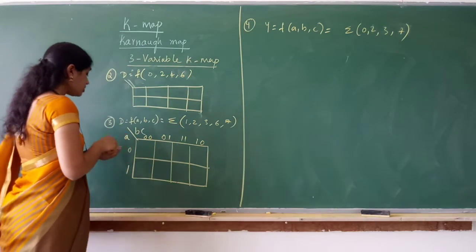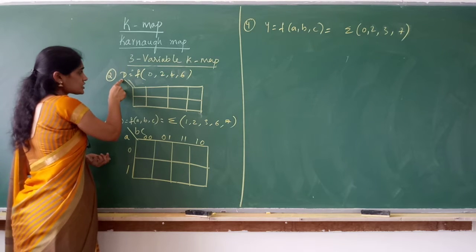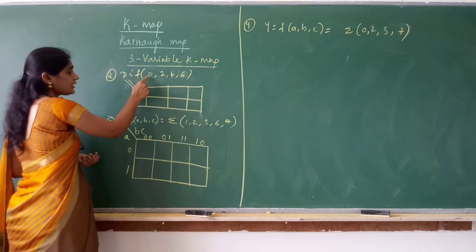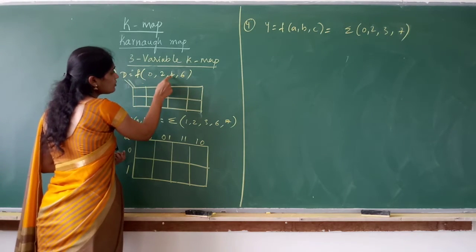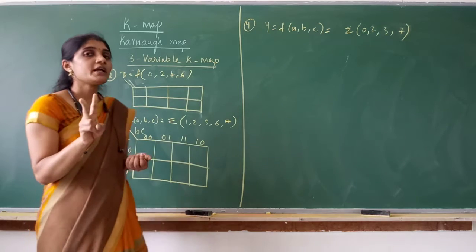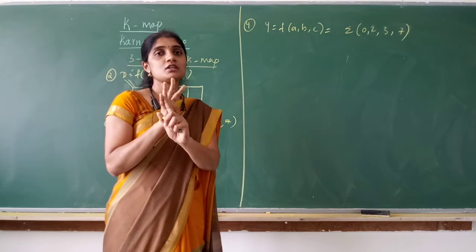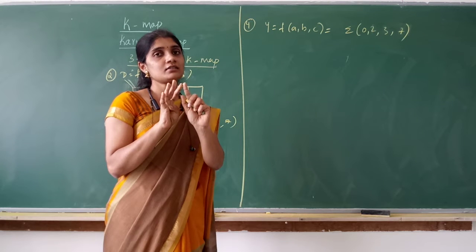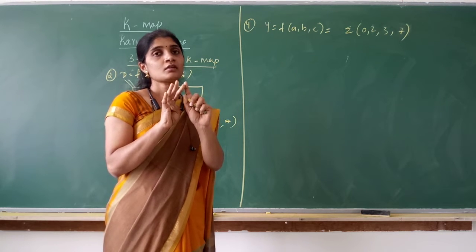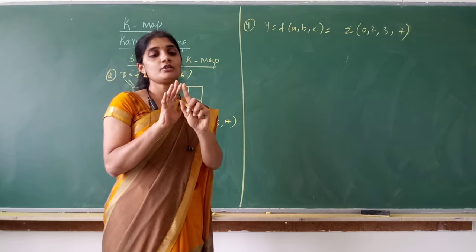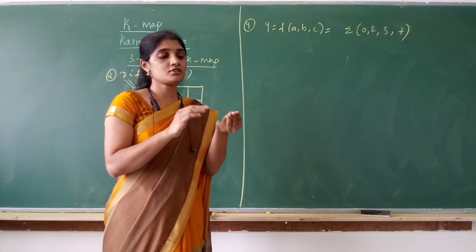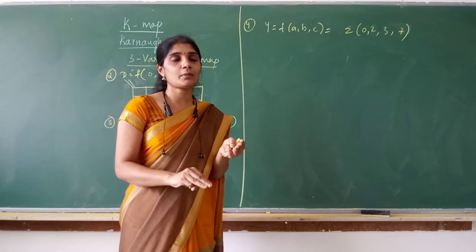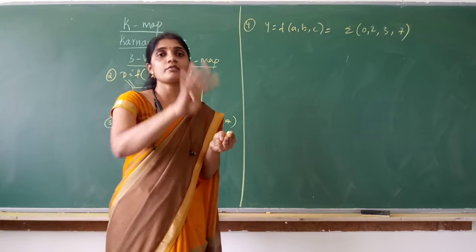Coming to the second problem, what is the second problem? It's a function. The variables they have not denoted, but how many variable K-map? How will you identify? Look at the min terms here: 0, 2, 4, 6. Two variables can have only 4 combinations: 0, 1, 2, 3. So if you have min terms 3 or less than 3, it is 2 variable. 3 variable means 0, 1, 2, 3, 4, 5, 6, 7. So if you have min terms 7 or less than 7, it is 3 variable K-map. 15 or less than 15, 4 variable K-map.